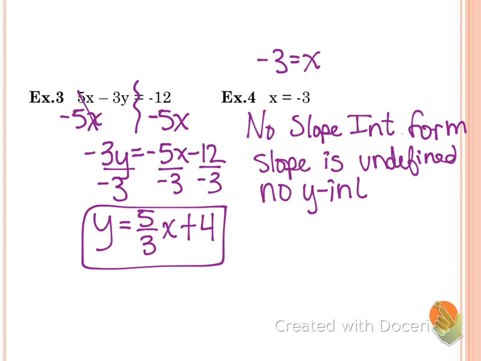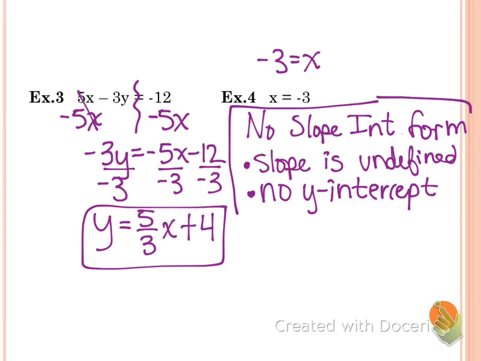Yes, put all this down. I wouldn't ask you for slope-intercept form on this, but if I asked you on this on a notebook quiz, I would expect to see all of this. There's no slope-intercept form because slope is undefined and there is no y-intercept. So if I ask about example 4 on a notebook quiz, that's what I expect to see.